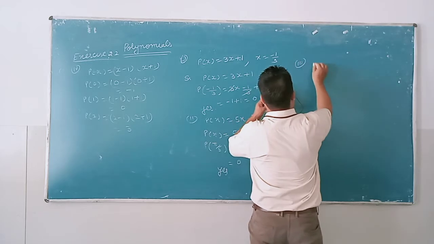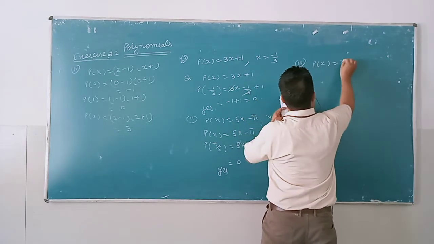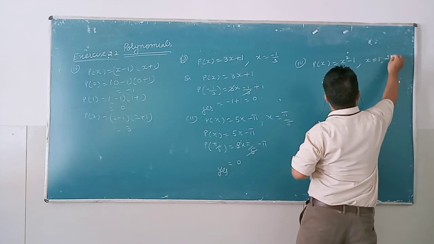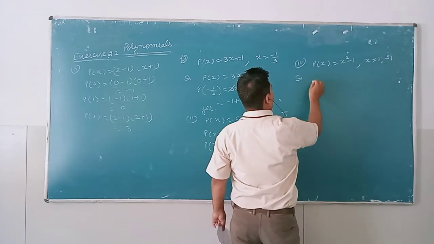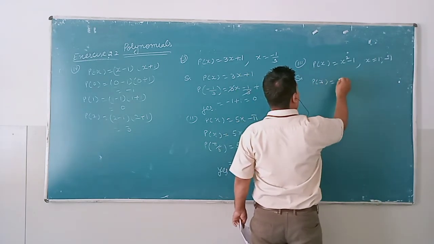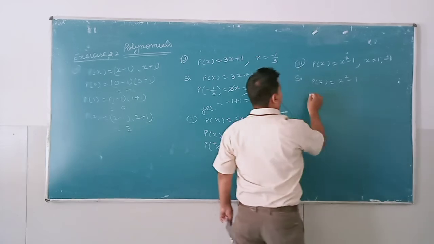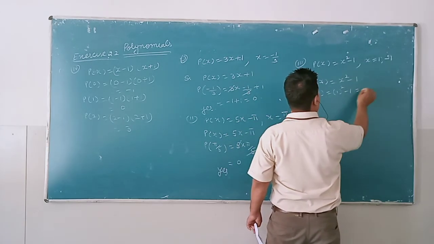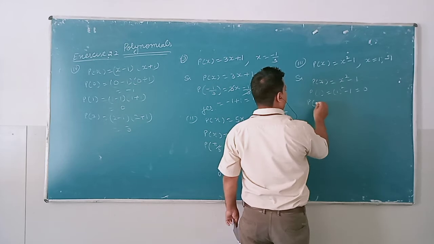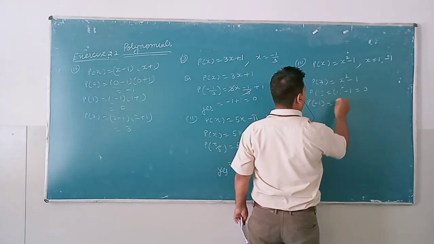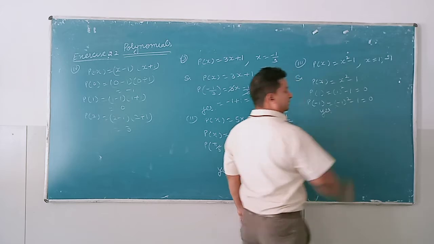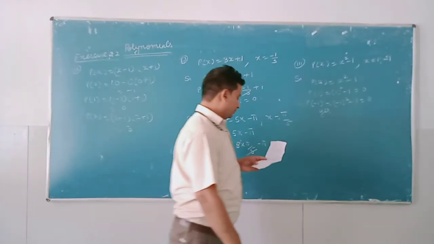In question number 3, p(x) is x square minus 1. We check x is equal to 1 and minus 1. So the given polynomial is x square minus 1. When we put x is equal to 1, then 1 square minus 1 equals 0. When we put x is equal to minus 1, square minus 1, again 0. So the answer is yes, it is the factor of the given polynomial.